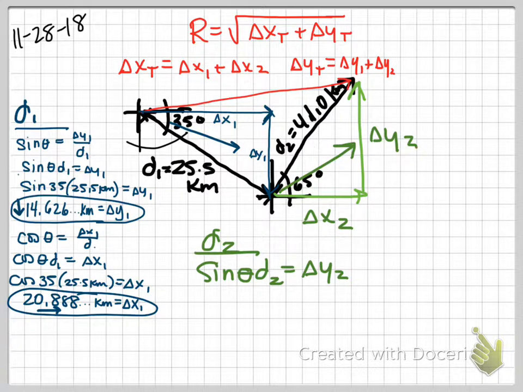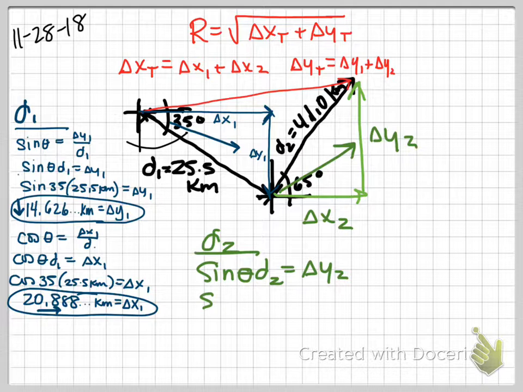Once you're comfortable with these, you don't need to write out sine equals delta y2 over d2, because you're just going to know that you can solve for delta y2 that way. It's perfectly acceptable to start here. However, if you find that you're screwing it up, start back a step.